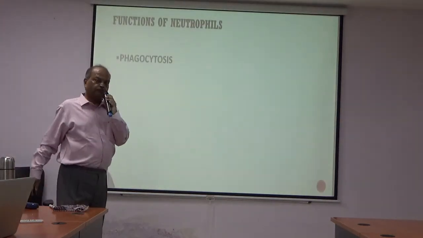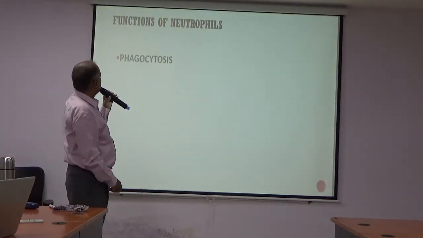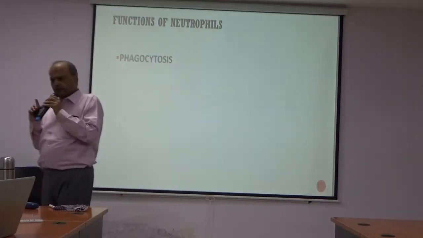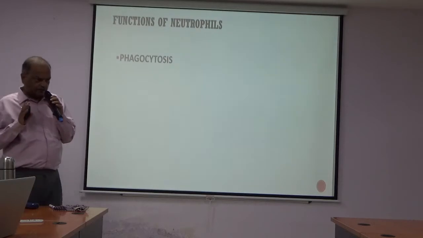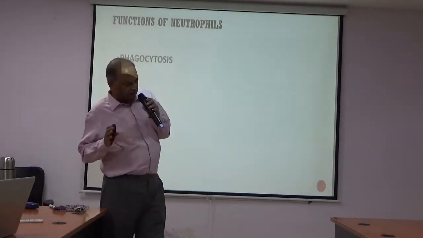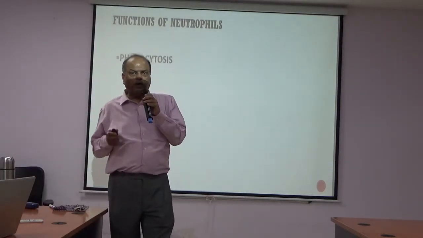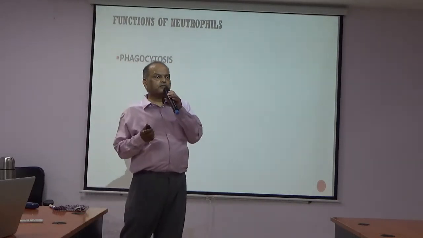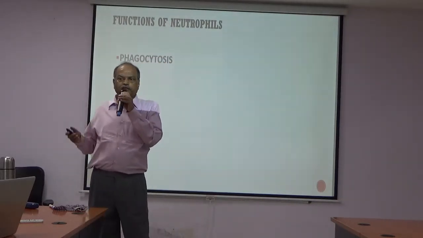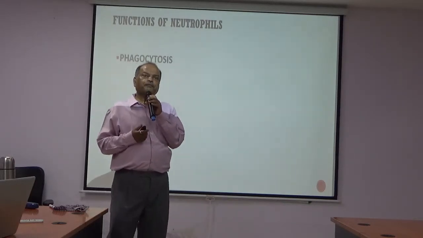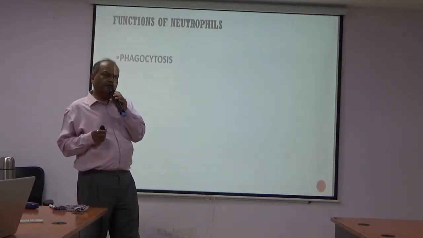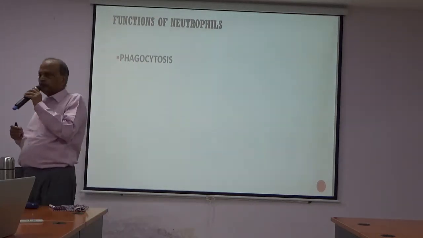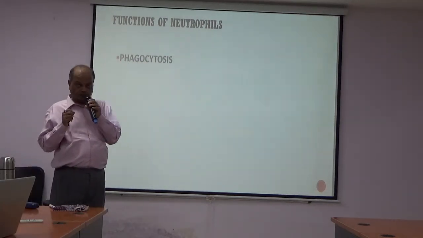What is the function of neutrophils? Simple, one line, one action, and that is phagocytosis. Now, the question arises: why does the neutrophil not phagocytize all the body cells or any cells which it comes by? There is a system, a method by which the neutrophil recognizes which cell to phagocytize and which not.